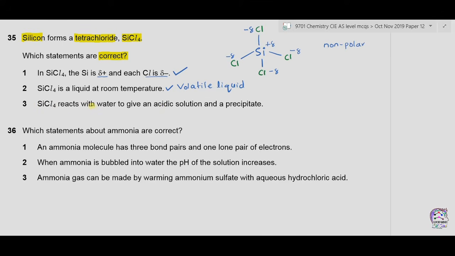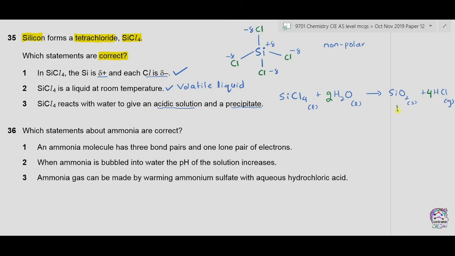Option 3, silicon chloride reacts with water to give an acidic solution and a precipitate. Let's write the chemical equation for this reaction. We have SiCl4 in liquid form. It reacts with water to form SiO2, which is solid, and also HCl in the form of gas. As we have 4 chlorine atoms in SiCl4, we can balance by writing 4 HCl. Now we have 4 hydrogen atoms on the product side, so we can write 2 with H2O. Now the equation is balanced.